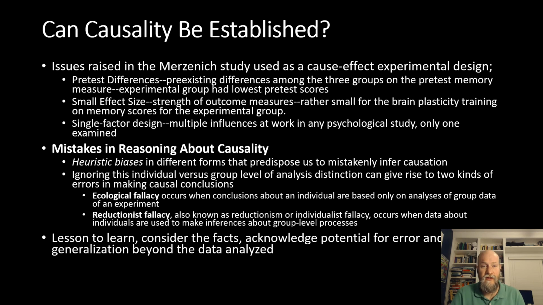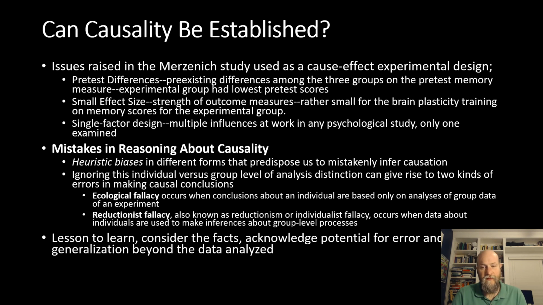Well, in the Merzenich study, it wasn't, because they did a pretest. They found that there was a pre-existing difference among the three groups in terms of pretest memory performance. They did a pre-test measurement of the dependent variable, which was cognitive functioning on a memory test. And what they found was the experimental group had the lowest pretest scores, just by chance. The people in the experimental group that got the brain plasticity training happened to do worse than the other two groups on average on that pretest.